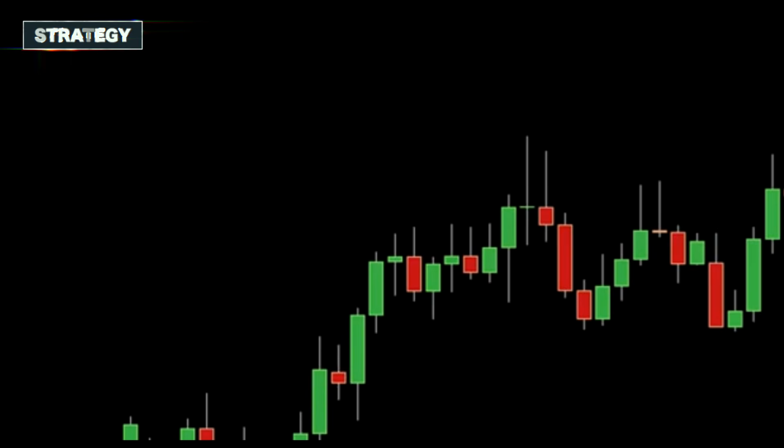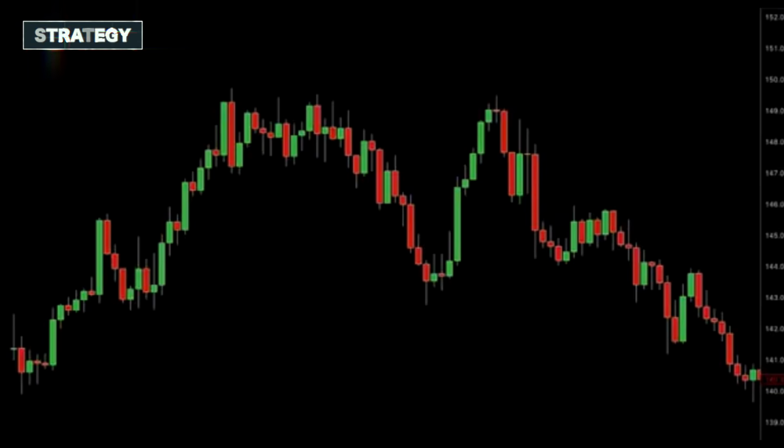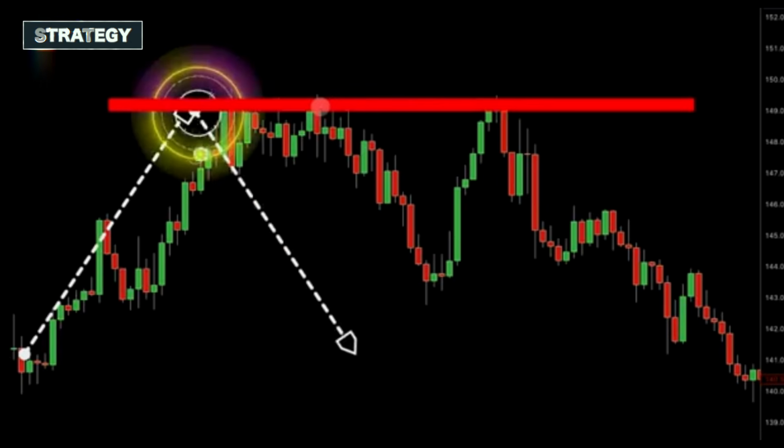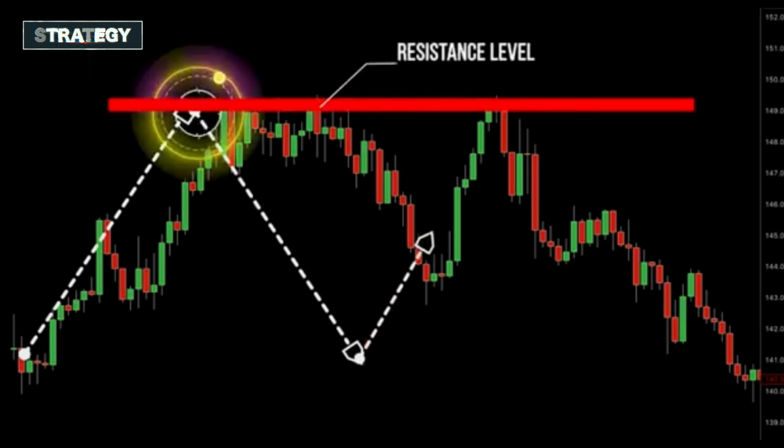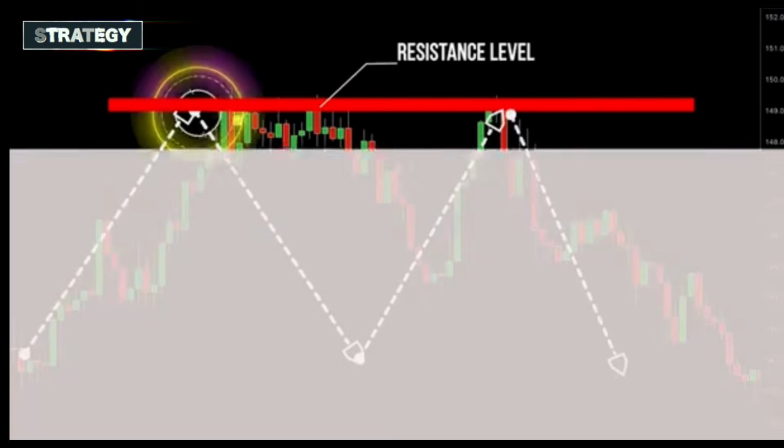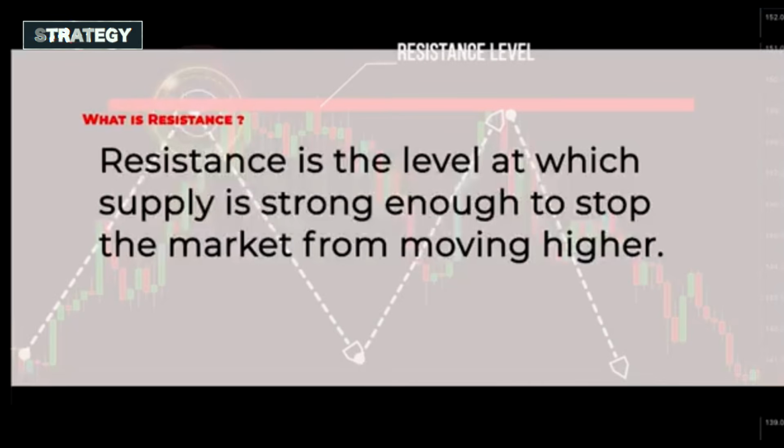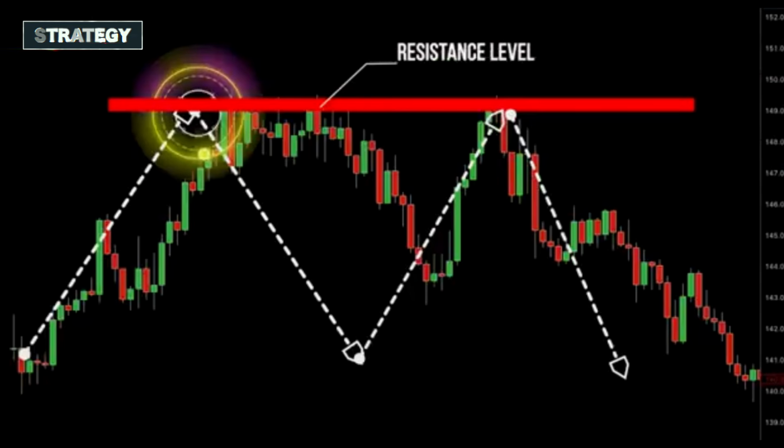So, what is support and resistance? Look at this chart. You can see here that the price moves up and then reverses, forming a level of resistance. When the market goes up again, it hits this key resistance and reverses. Resistance is the level at which supply is strong enough to stop the market from moving higher. Every time the price reaches the resistance level, it struggles to move higher.